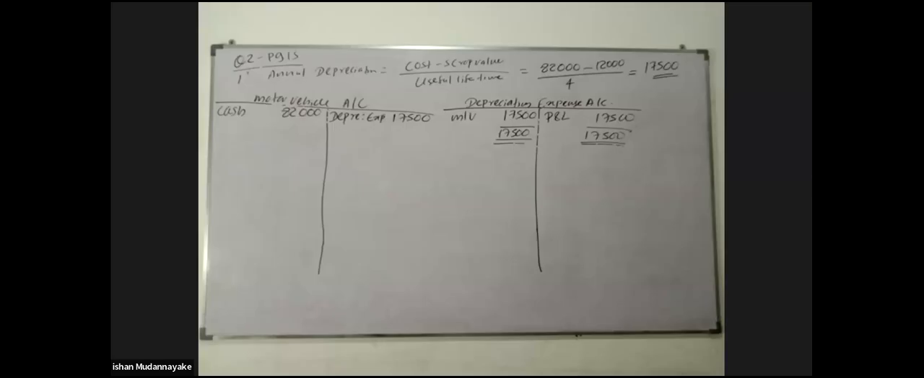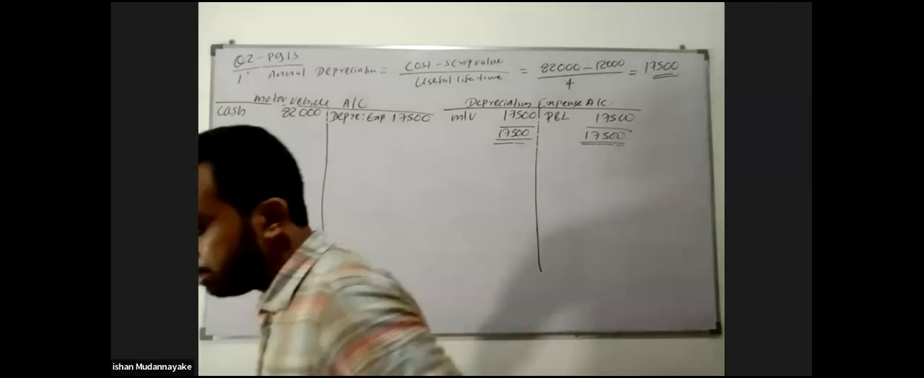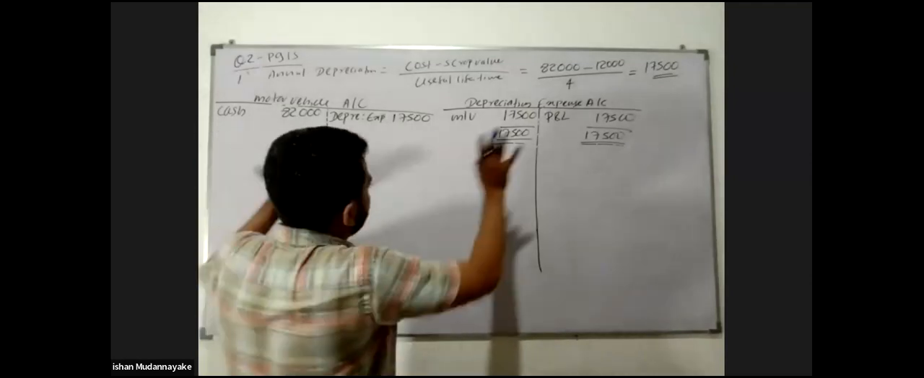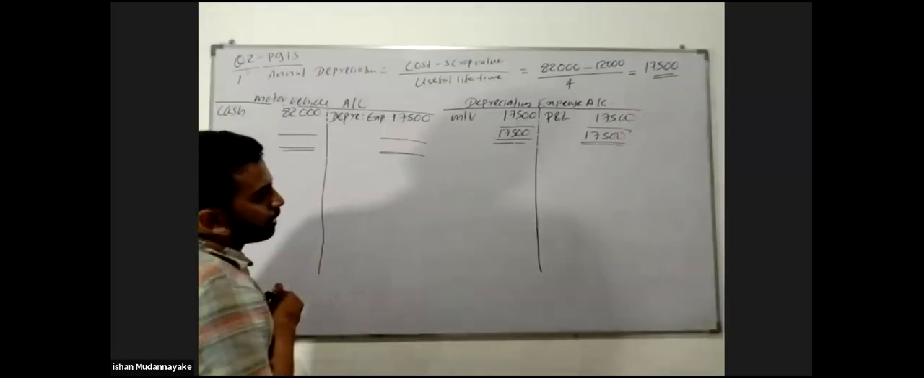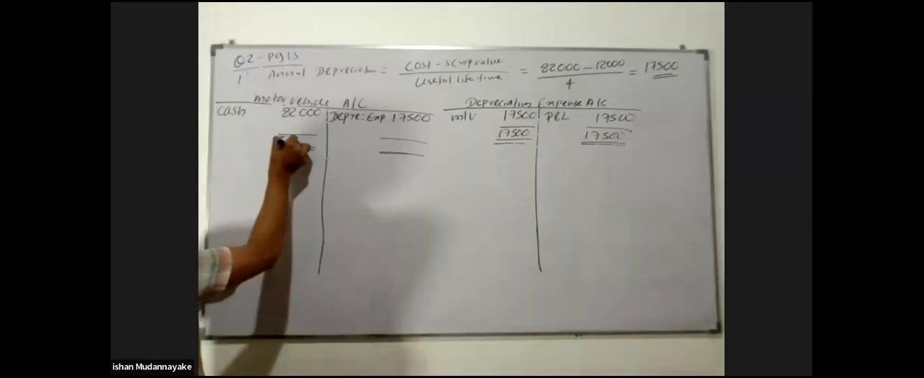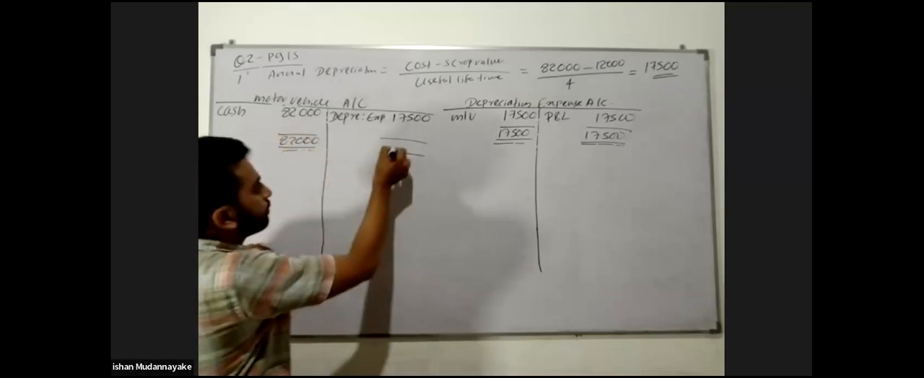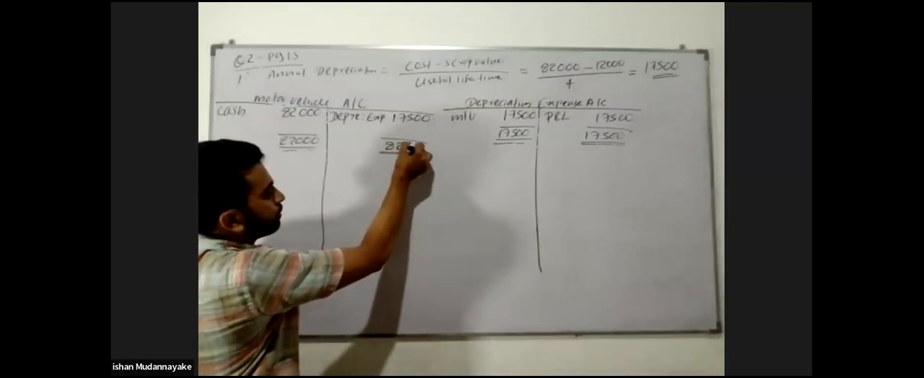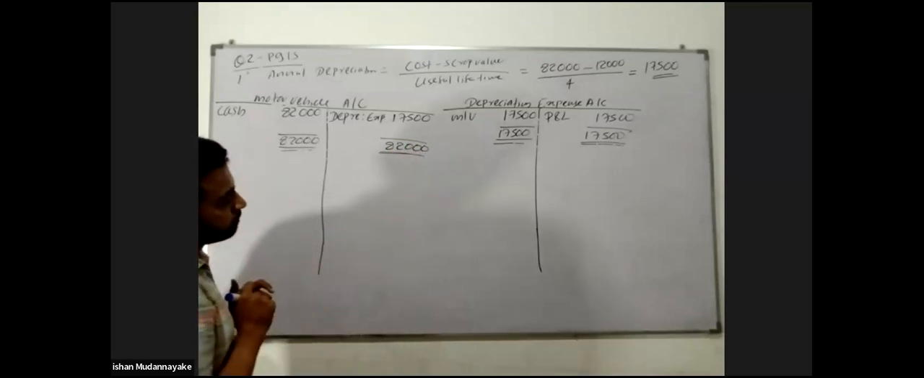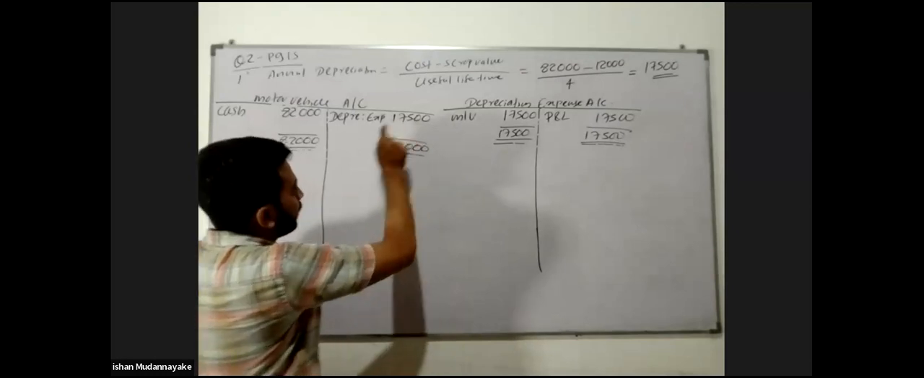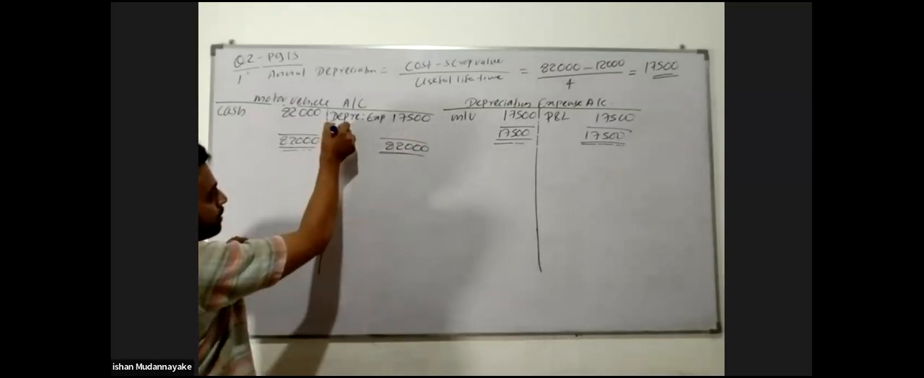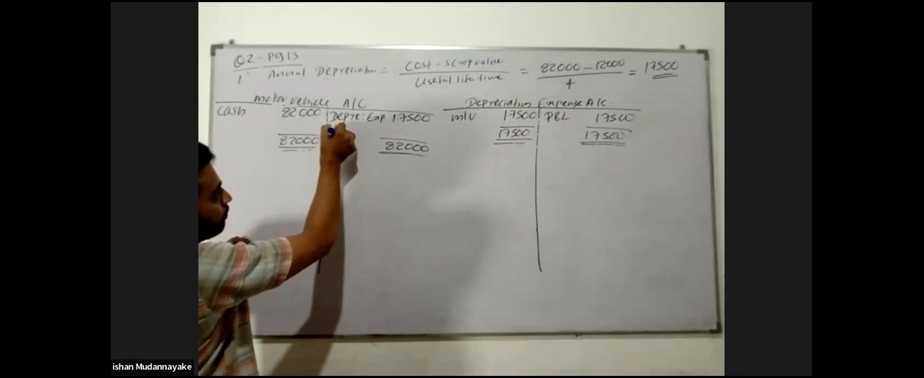Right. Then again come to the ledger accounts. First year is okay now. Then now calculate the closing balance of the motor vehicle account. Here 82,000 minus 30,500. You can calculate closing balance at the end of year one.